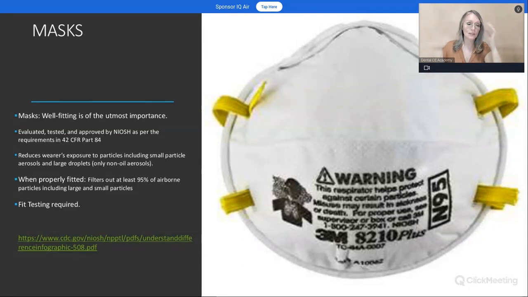All right, masks, do we need to go into all of the details? I think you're all pretty well versed. Well fitting is the most important here, and NIOSH, of course, per the requirements. Supposedly, you can filter out at least 95% of the airborne particles, and fit testing is required.